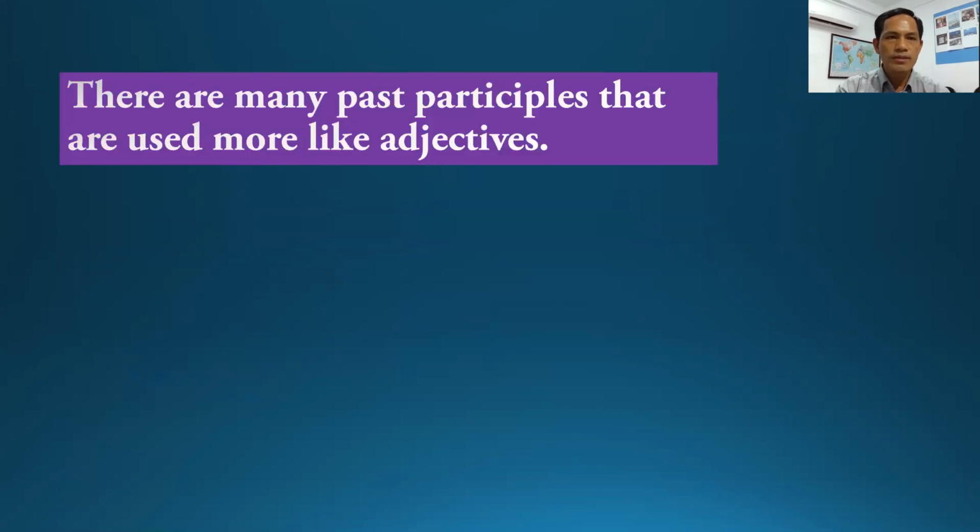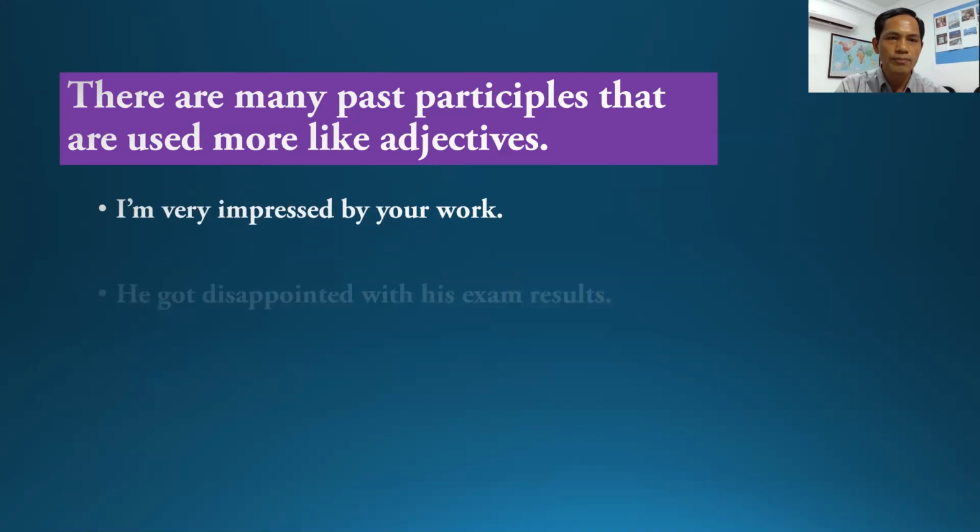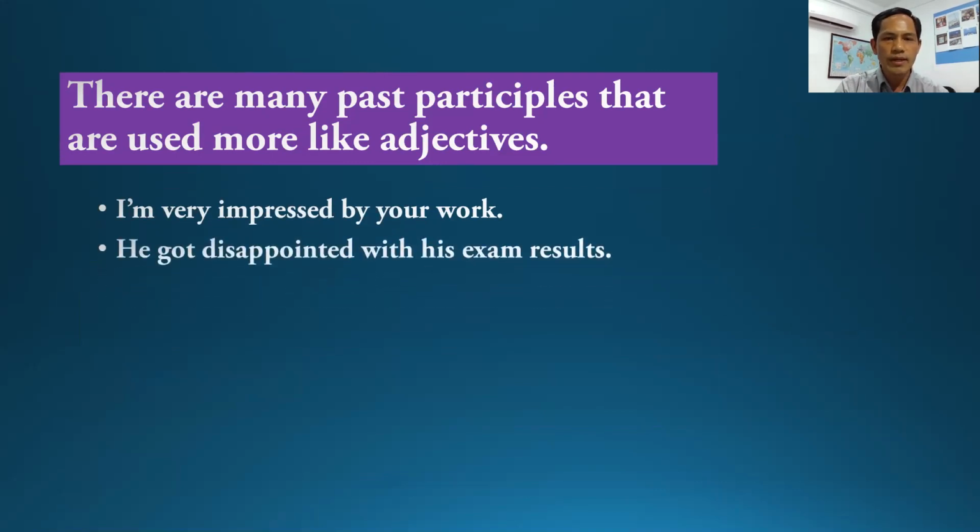But also there are some past participles that we use more like adjectives and they look like passive form, but they are not real passive form. For example, impressed, in this case, impress. I'm very impressed by your work. They're not necessarily a passive form, but we use them as a past participle, meaning verb 3 form. He got disappointed with his exam results. Disappointed is the past participle. We were excited about going to the beach. Excited is the past participle. We use it as an adjective.